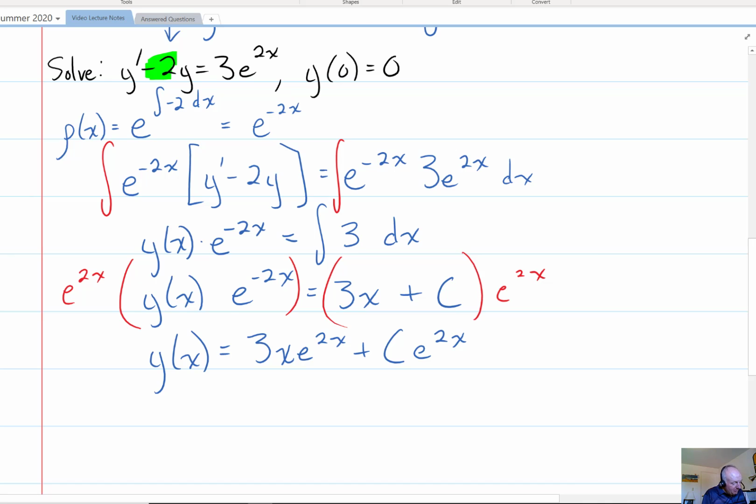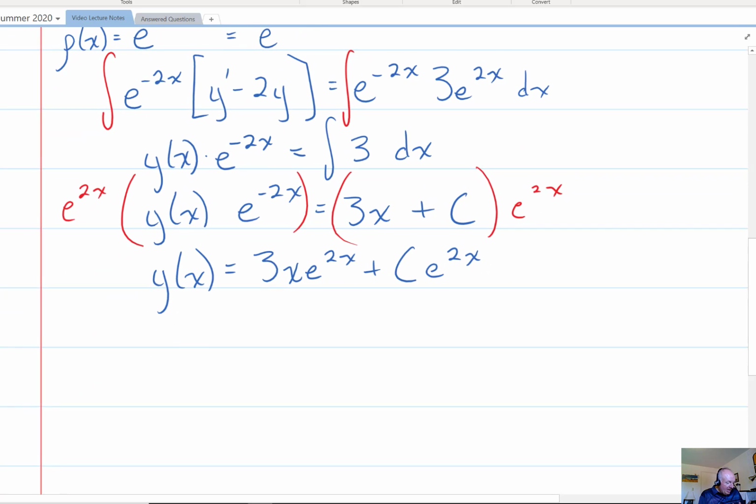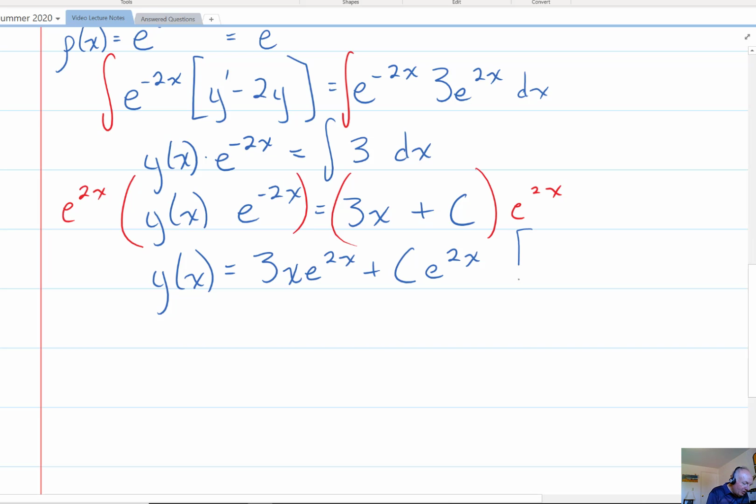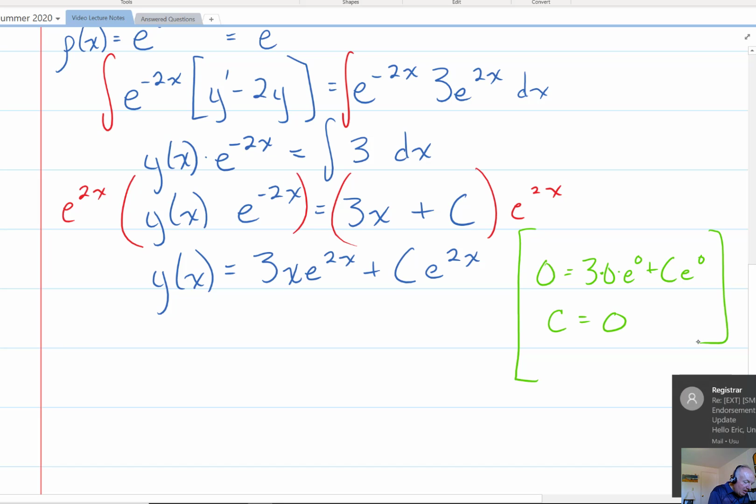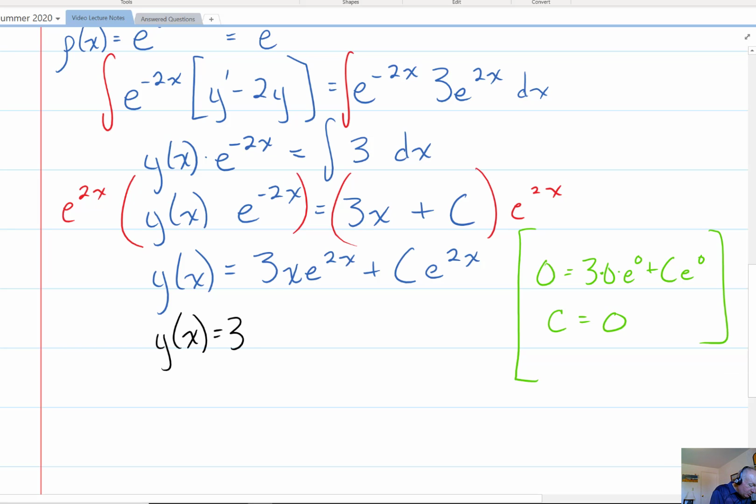Now I just need to apply, real quickly, my initial condition, which is (0, 0). So let's just work that right over here, right? So if I plug in 0 for all the x's, I better get 0 out. Let's see, this is 3 times 0, so that first term turns into 0. The second term turns into c, so it looks like c equals 0. c must equal 0. So our official final solution is y of x equals 3x e to the 2x. Bam, there it is. All right.